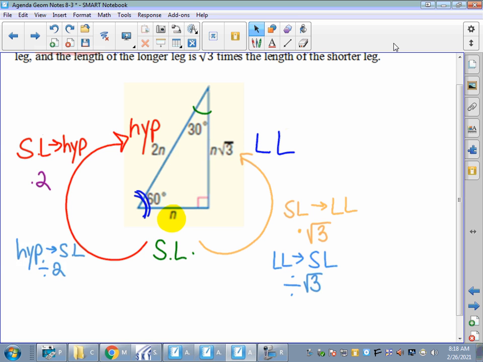So if you remember nothing else, remember that the short leg and the hypotenuse are double or half. The short leg times 2 gives you the hypotenuse. Sometimes you just get the long leg, so you have to know what to do with that. So let's do an example or two.